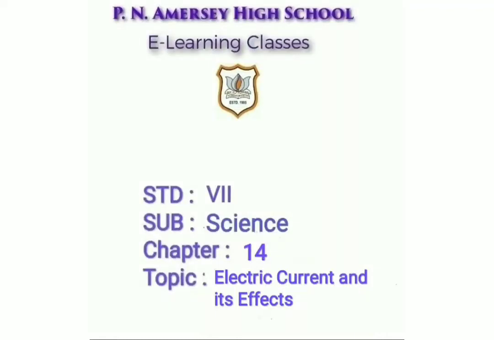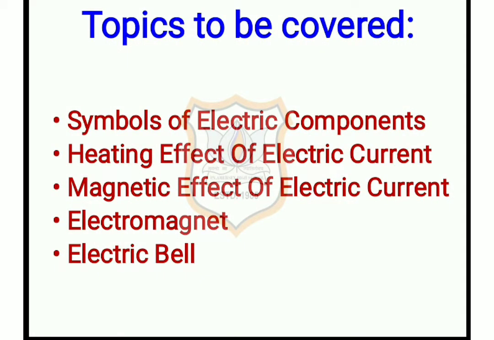Hello students, today we are going to start chapter 14 of Science of class 7, that is Electric Current and its Effects. Topics to be covered in this chapter are symbols of electric components, heating effect of electric current, magnetic effect of electric current, electromagnet and electric bell.